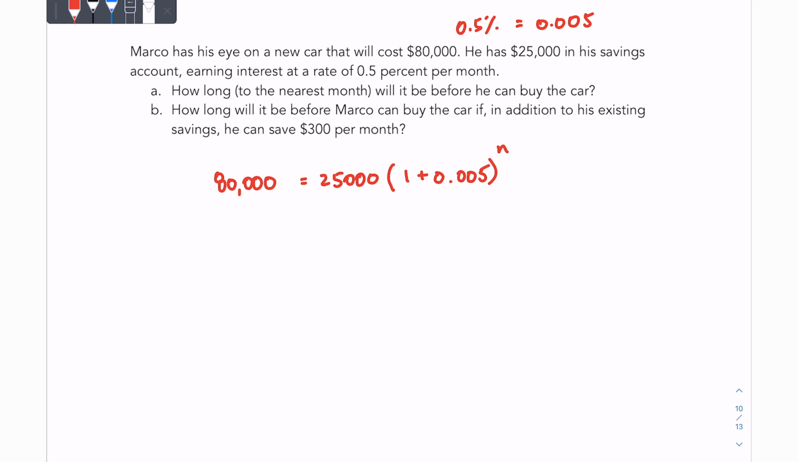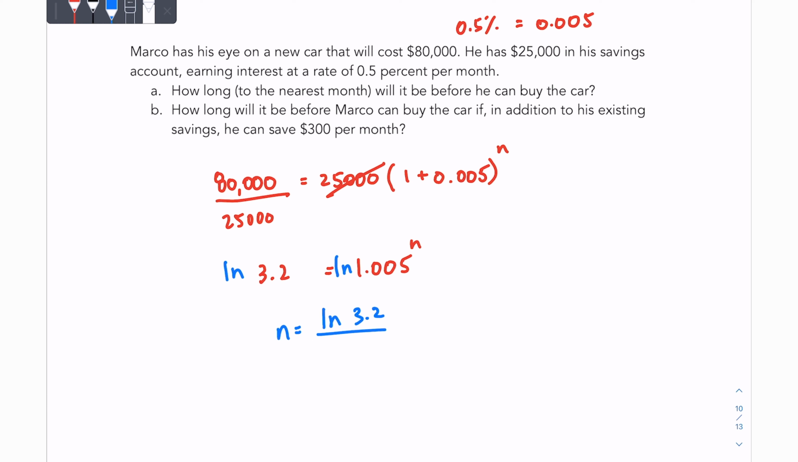If I divide both sides by 25,000 to get rid of that, I have 3.2. So 3.2 equals 1.005 to the n. Now we'll log both sides. So n would be log of 3.2 divided by log of 1.005.